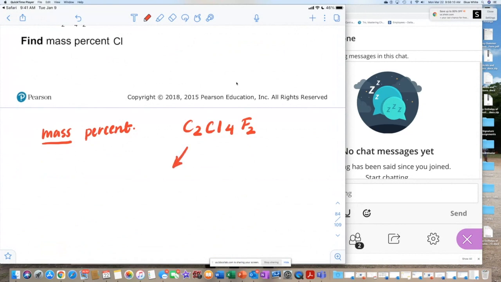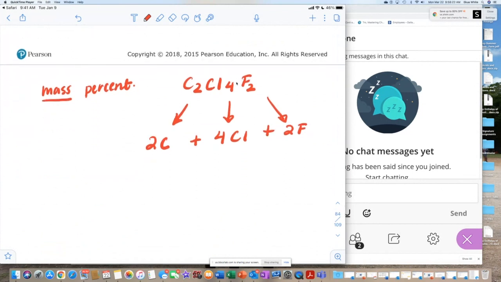In this compound, we have 2 carbons, 4 chlorines, and 2 fluorines. So as far as the ingredients of the compound are concerned, there are carbons, chlorines, and fluorines. Imagine that you were trying to build this compound. You have to get carbon, chlorine, fluorine, and then in what relative amounts? 2 to 4 to 2. Now they want these amounts represented not in mole amounts, but in mass amounts.